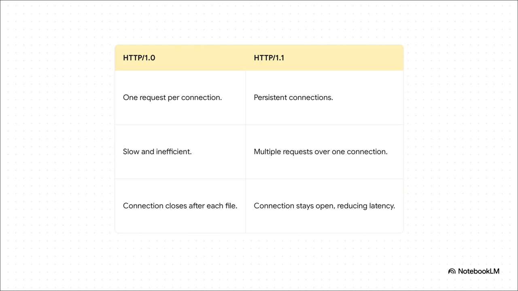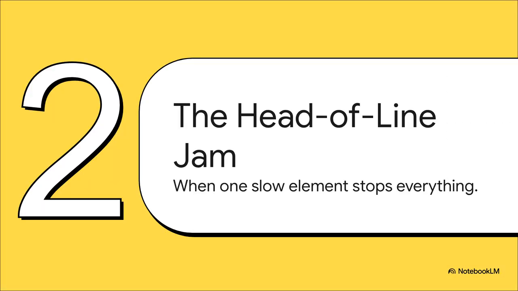Okay, so along comes HTTP/1.1, and it brought a brilliant fix: persistent connections. This was huge. Instead of opening a new connection for every single little file, the browser could now keep one connection open and just ask for everything it needed all at once. A total game changer for speed. But, as is so often the case, solving one problem created a brand new and pretty tricky one. Which leads us right to the next big headache for the early internet.